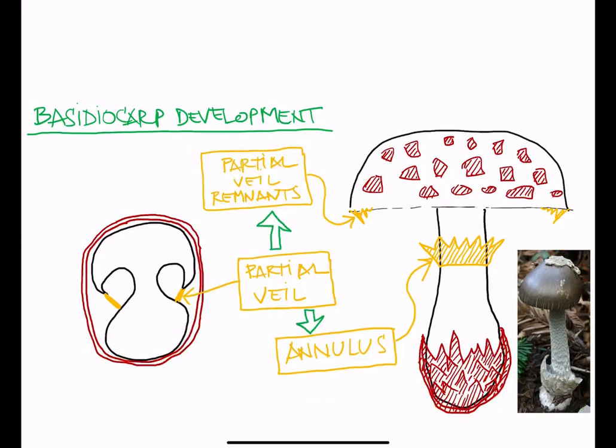Now, the partial veil, which was connecting sort of the end of the gills, the end of the cap to the stalk, the stipe, those end up being called the partial veil remnants or the annulus. Now, this picture down here does not have an annulus, but if it did, it would have it right there. And that would be the partial veil remnants. And it looks like we just can't quite see if this picture down here has partial veil remnants attached kind of on the inside underneath there.